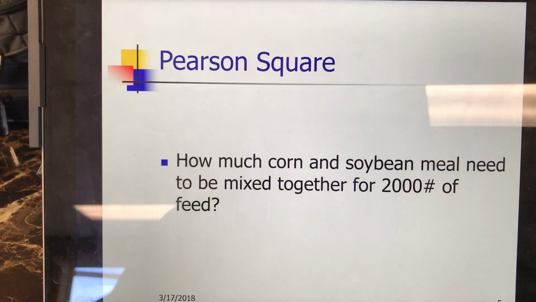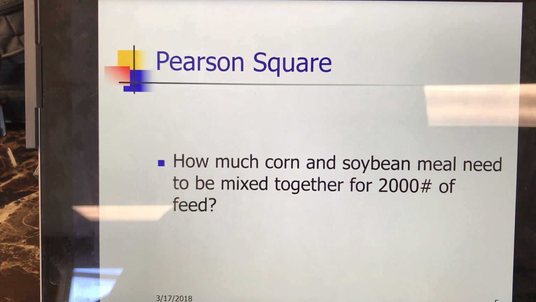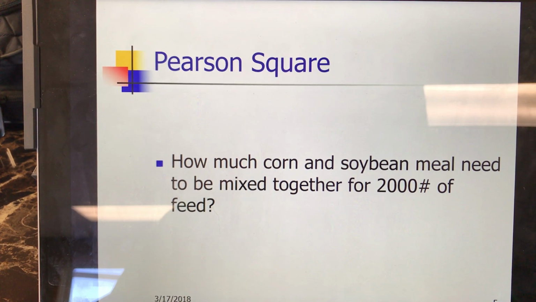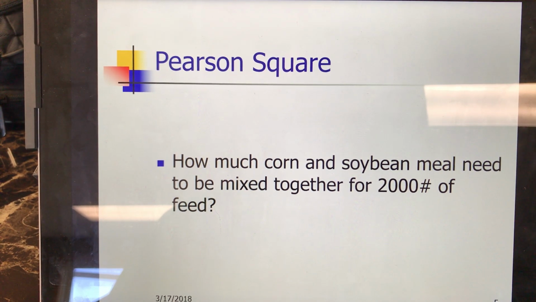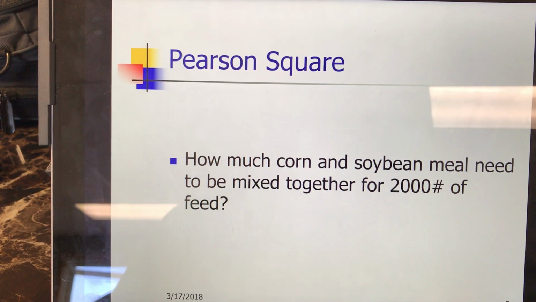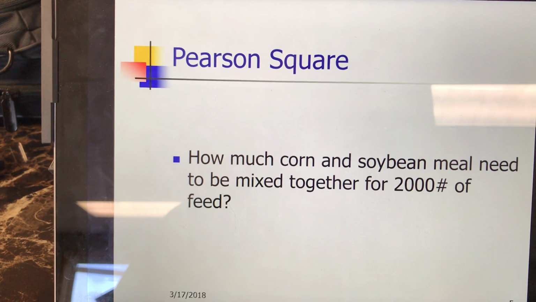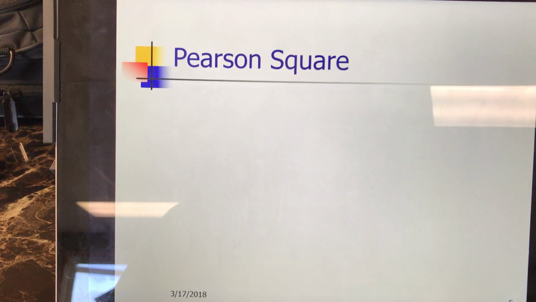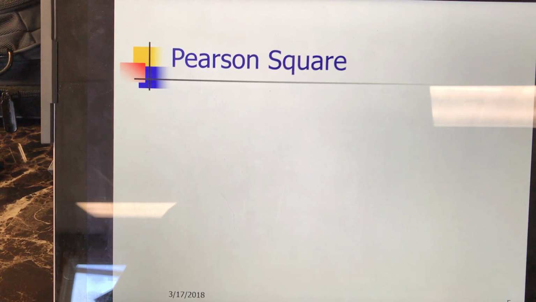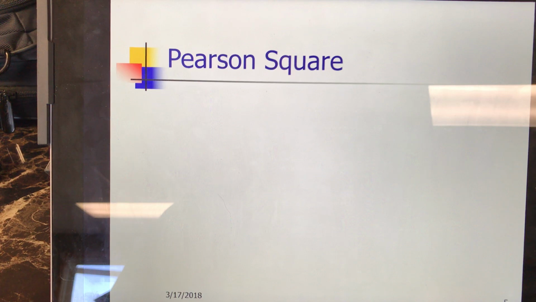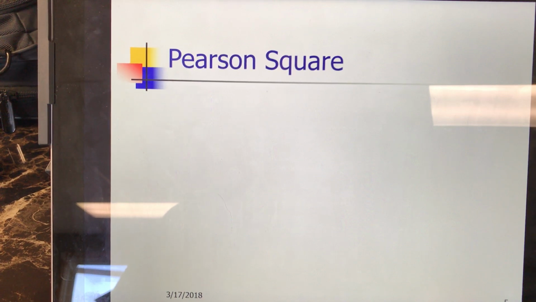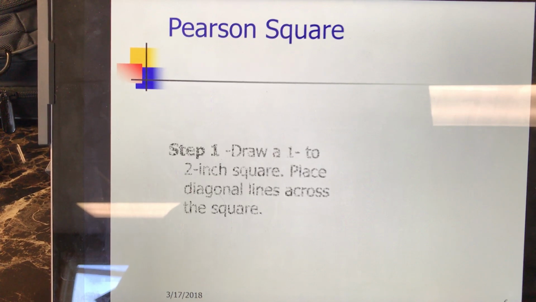So now we're going to start with this question: how much corn and soybean meal do we need to mix together for 2,000 pounds of feed? And this is where Pearson square is going to come into effect, because at the end of this, we'll be able to tell how many pounds of soybean meal and how many pounds of corn we need to mix together to get that 18% crude protein desired for a growing hog here.